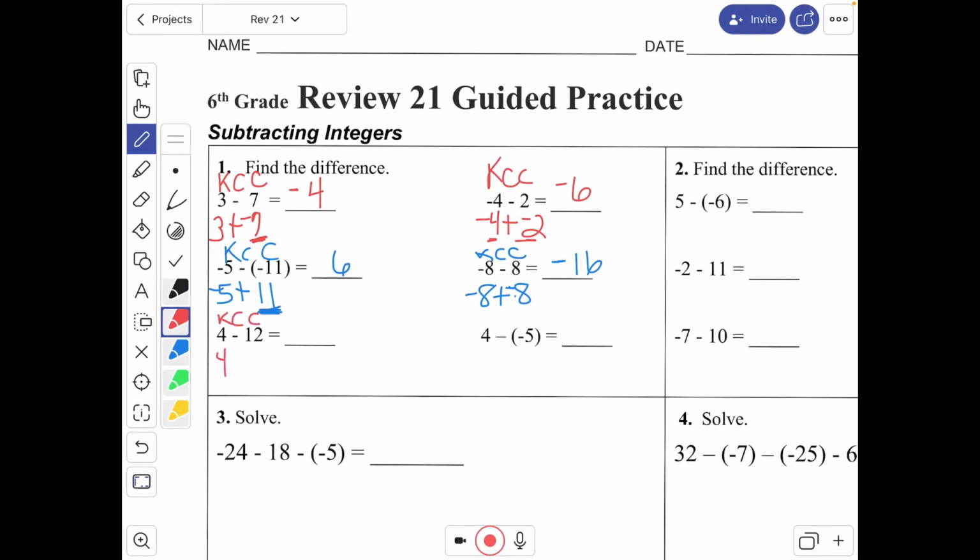Next one, keep, change. So 4 plus -12. Different signs, we subtract. So 12 minus 4 makes 8. And we take the sign of the higher, so that's -8. Next one, keep, change. Keep the 4, change to addition, and negative 5 becomes positive 5. 4 plus 5, I can do that.